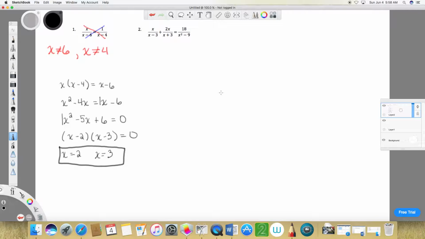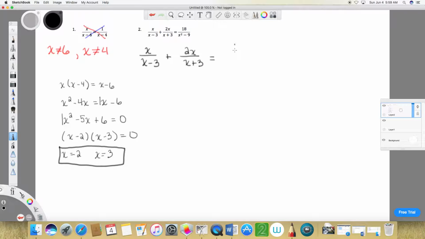So now let's take a look at problem number 2. Like I say, it's not a proportion. So its technique is going to be slightly different. We need to get a common denominator for all of these fractions. So I'm going to factor this right-hand side first so that I can easily see what denominator I'd like in every fraction. So I have x over x minus 3. I have 2x over x plus 3.